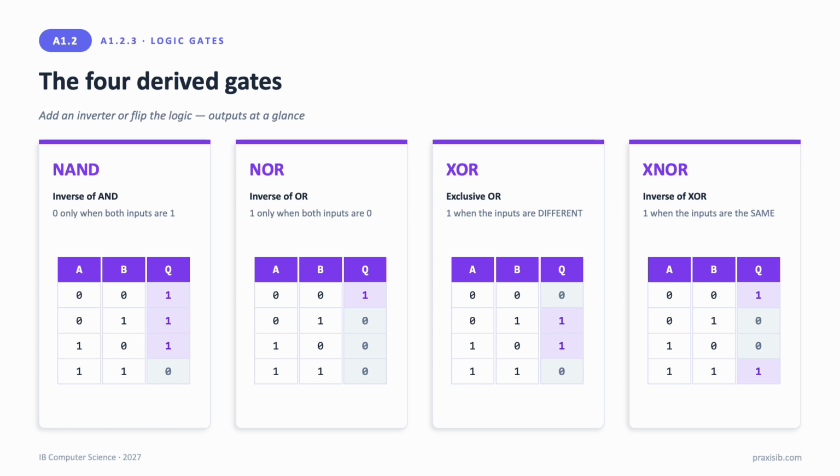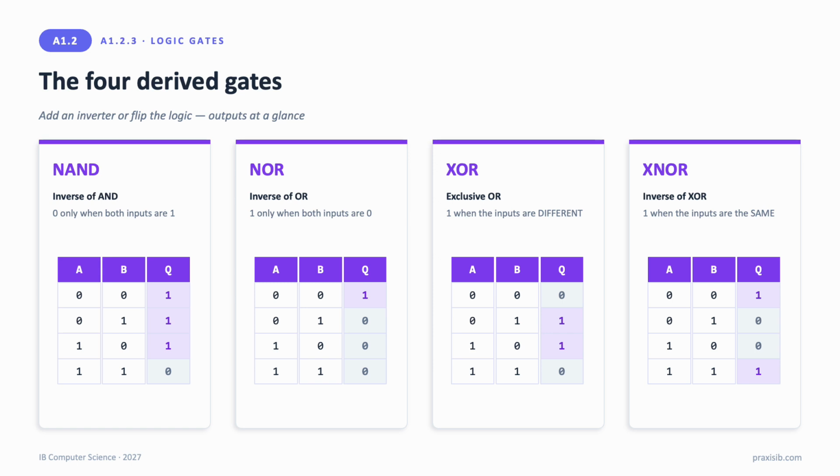Then comes the most interesting one, XOR, which stands for exclusive OR. XOR outputs a 1 only when its 2 inputs are different from each other. Same inputs give a 0. Different inputs give a 1. And finally, XNOR, which is just XOR flipped. So it outputs a 1 when the 2 inputs are the same. XOR is genuinely important in the real world. It is how computers add binary numbers together, and it is used to check for errors when data is sent.